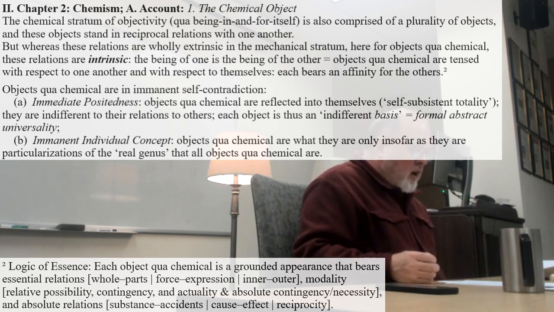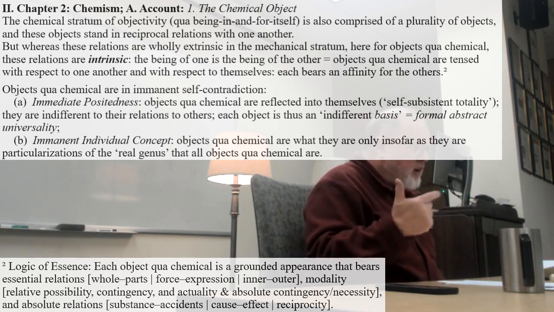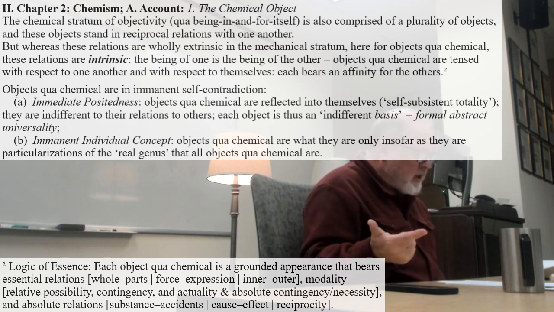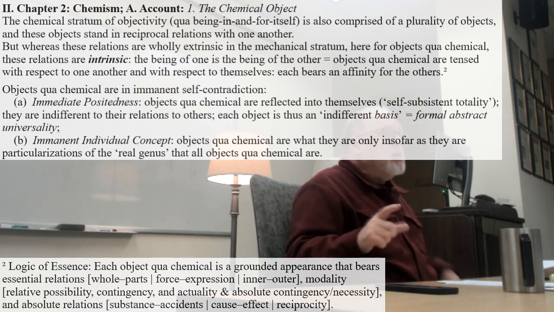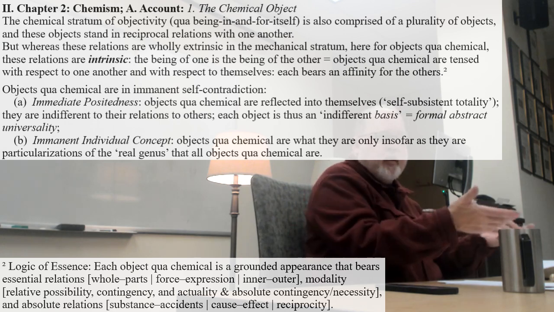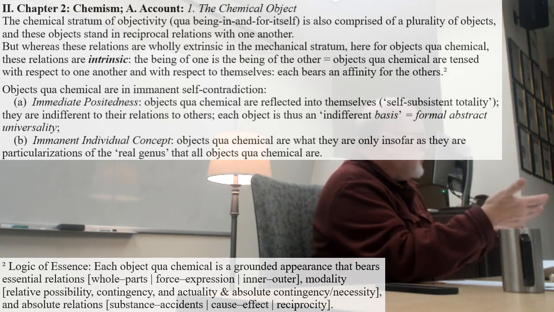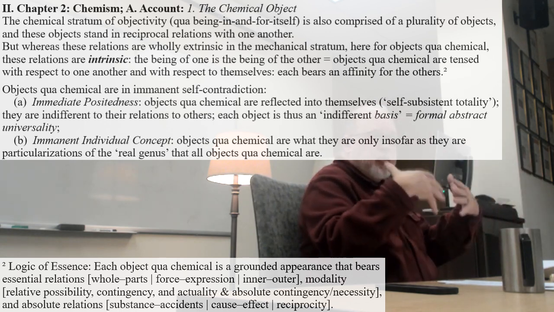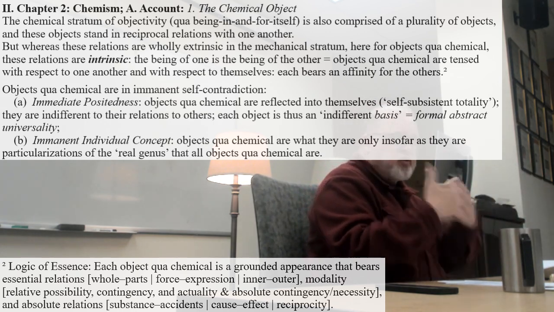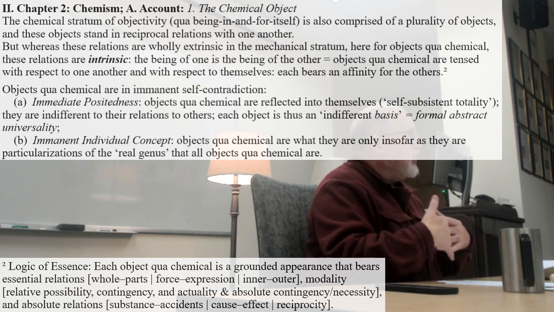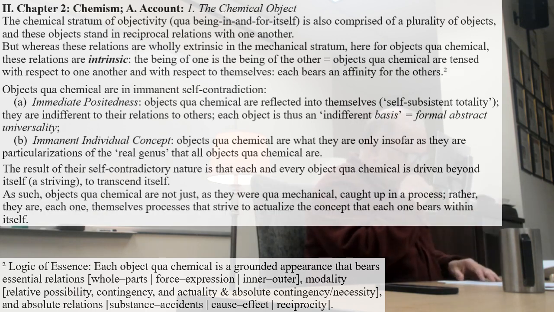But also they are what they are only insofar as they are particularizations of the real genus that all objects qua chemical are. So there's that contradictory nature that was already there beginning extrinsically in the mechanical dimension. Here we now see it fully and completely within the nature, internal, intrinsically, part and parcel of each and every object qua chemical. So here's the important result of this. This is what really drives the rest of the discussion.